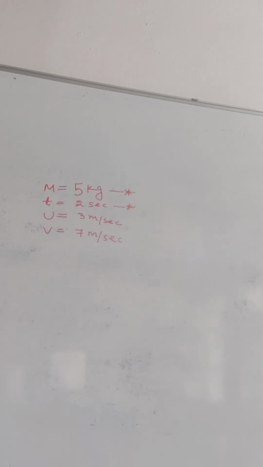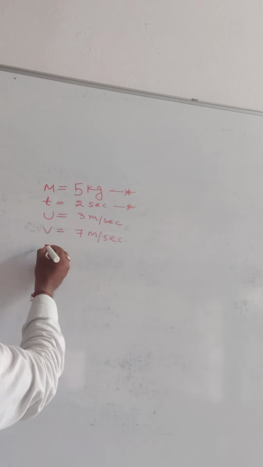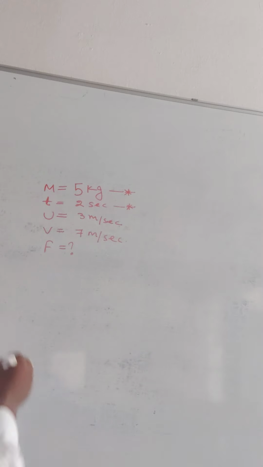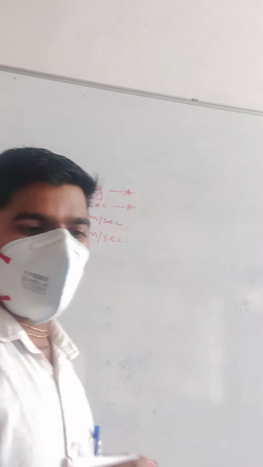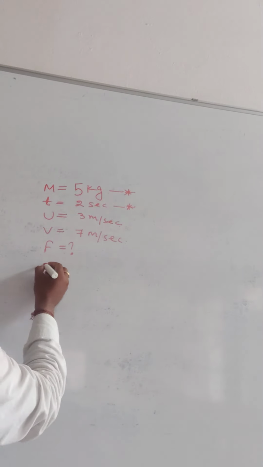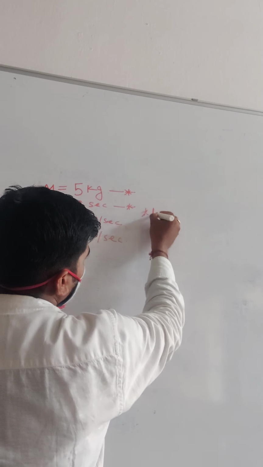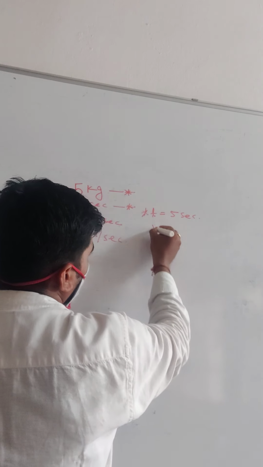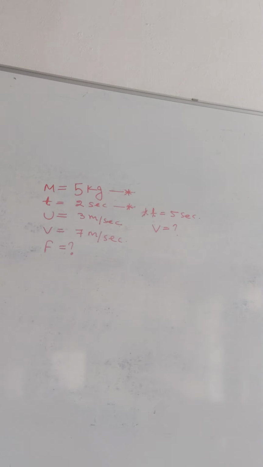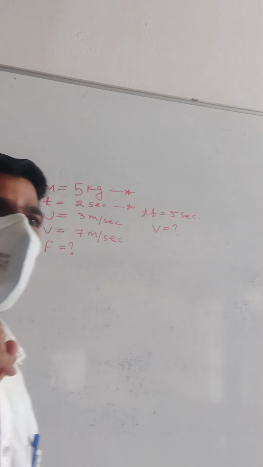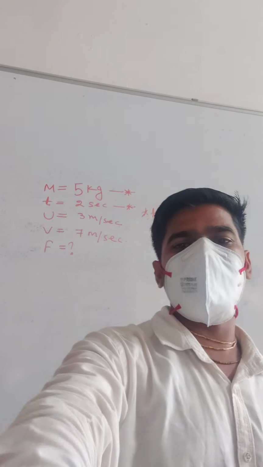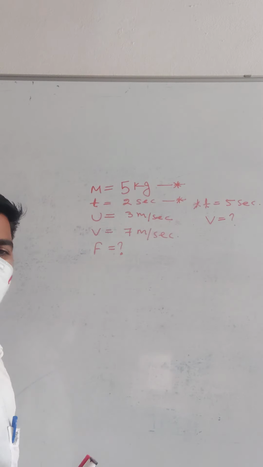All are clear? Find the magnitude of the applied force. That is the first question, find the force. Point number 2 is, now if the force was applied for a duration of 5 seconds, find the final velocity of the body or object. I will give you maximum 2 minutes. Please solve it. Very good. Now I will solve this question.